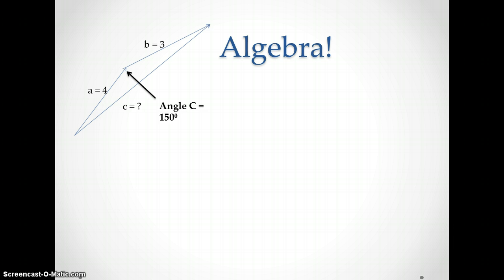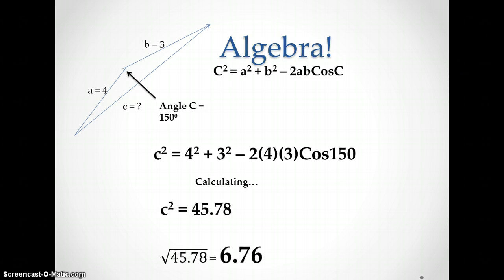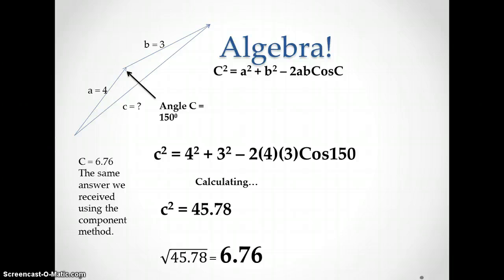We're looking for resultant vector C. So we're plugging it in, and you get 4 squared plus 3 squared minus 2 times 4 times 3 cosine 150. Now if you look at that, make sure that everything's matching up. We're calculating, and we get c squared equals 45.78. So the square root of that number is 6.76, which, as you'll notice, is the same answer we received using the component method. Just as effective.